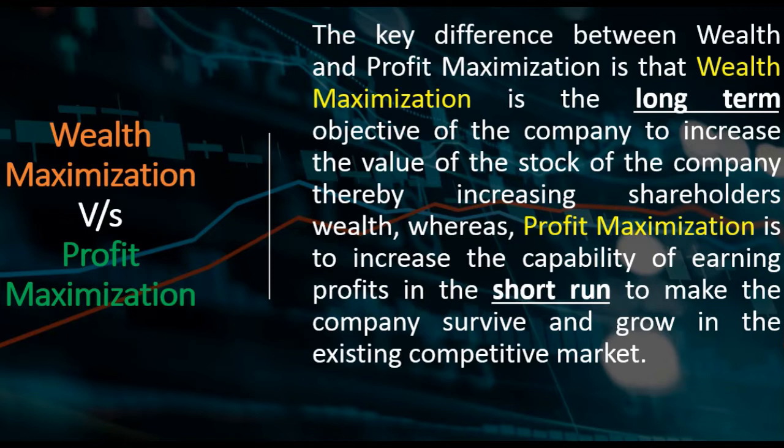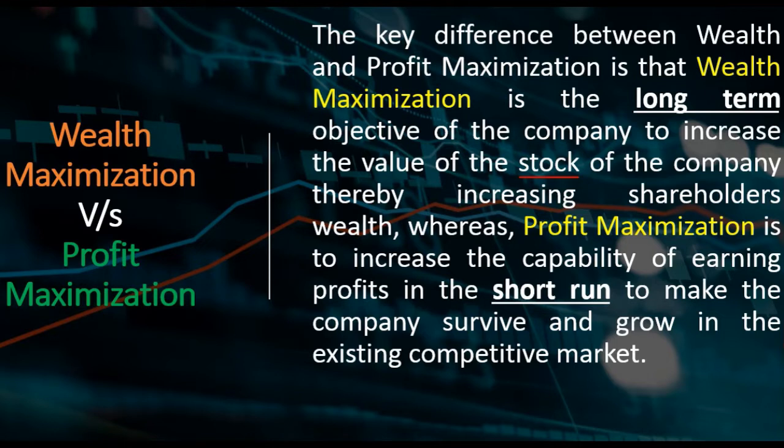If we look at the key difference between wealth maximization and profit maximization, what we observe is that wealth maximization is a long term objective of the company, which aims to increase the value of the stock of the company, thereby increasing the shareholders' wealth. At this point, please understand the word stock here basically refers to the shares of the company. Increase in share price naturally increases the shareholders' worth. Now, profit maximization is to increase the capability of earning profits in short run to make the company survive and grow in the existing competitive market.